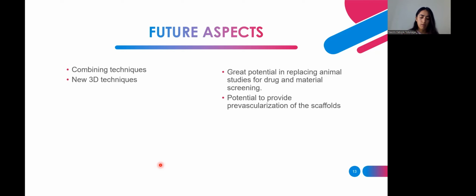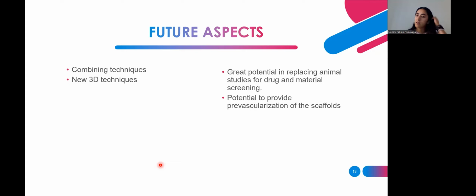Also, over the recent years, new techniques have been in development. These include, among others, procedures that involve magnetic and acoustic-based printing, electrohydrodynamic processing, and also new methods for the 3D patterning of spheroids and organoids, for example. Also, very importantly, there's great potential in replacing animal studies for drug and material screening.